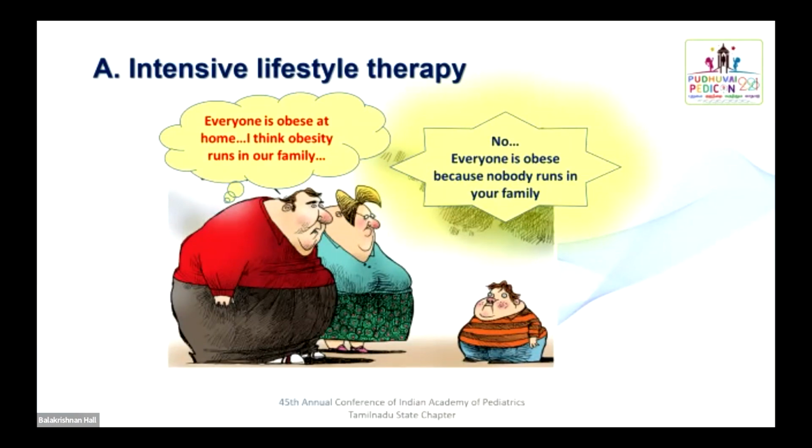So the next thing is about physical activity. Physical activity, when combined with calorie restriction, actually causes a lot of change in the child. And when we talk to parents, mostly they will say, everybody in our house is obese. It's genetics. So it's not like that. Everybody is obese because nobody is exercising, right? So we have to include physical activity into the lifestyle.